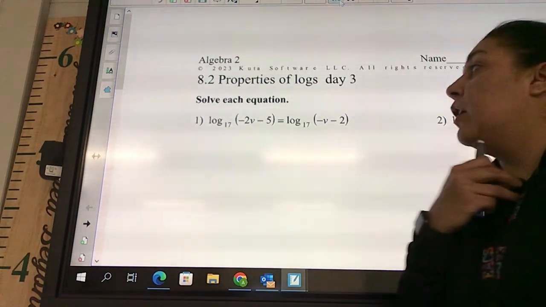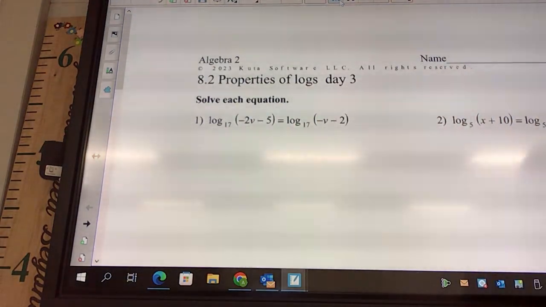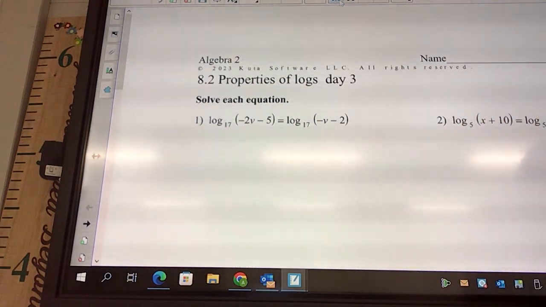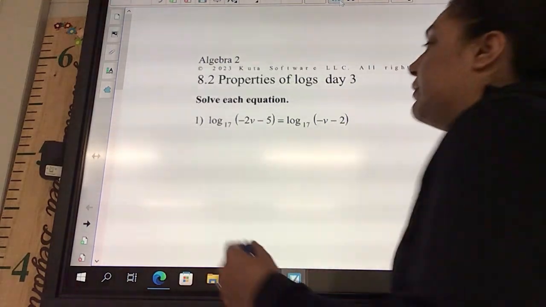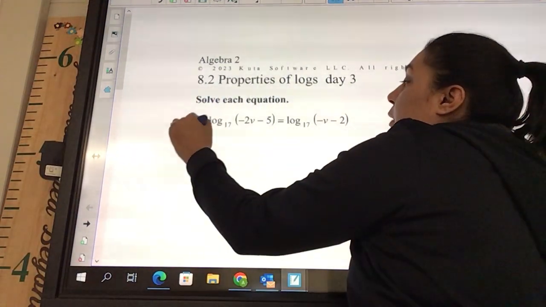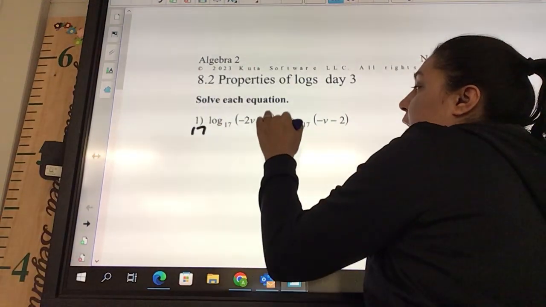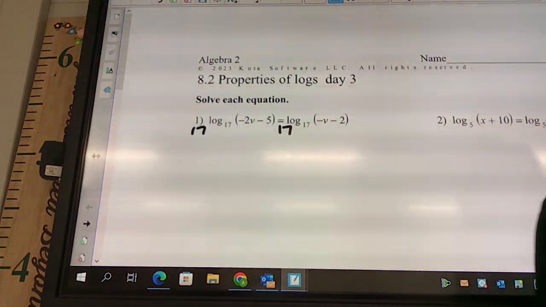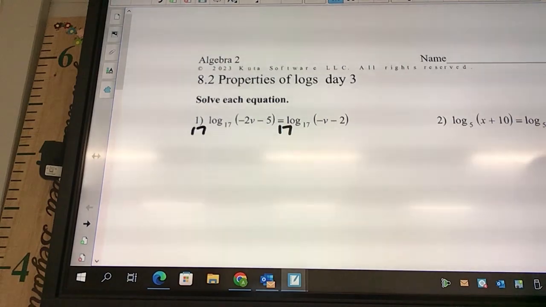Okay, you're thinking too hard. So how do we get rid of the log sign? We put the 17, right? Because it says log of 17. So you're going to say 17. And this trick only works if there's a 17 on both sides. So you're going to raise to the power of 17, the same way that you did yesterday.